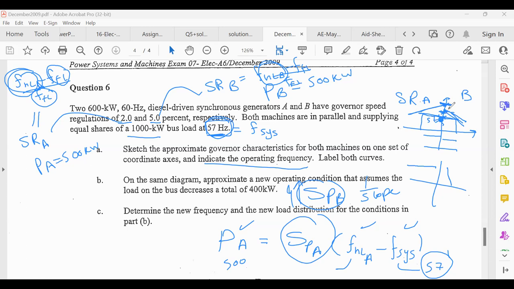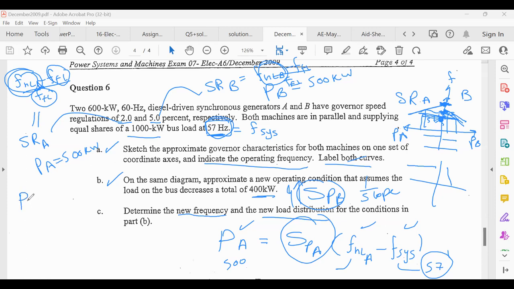You know that the no load frequencies are higher, of course. And you should label both curves. This is A and B, this is the power for B, this is the power for A, and this is the frequency. On the same diagram, we finished A and B. Now approximate a new operating condition that assumes that the load on the bus decreases to 400. So this load decreases, the frequency will go up, and the share will be different. It will not be equal shares anymore. So how can we get the new frequency and everything? For example, here they said new frequency, new load distribution, and so on.